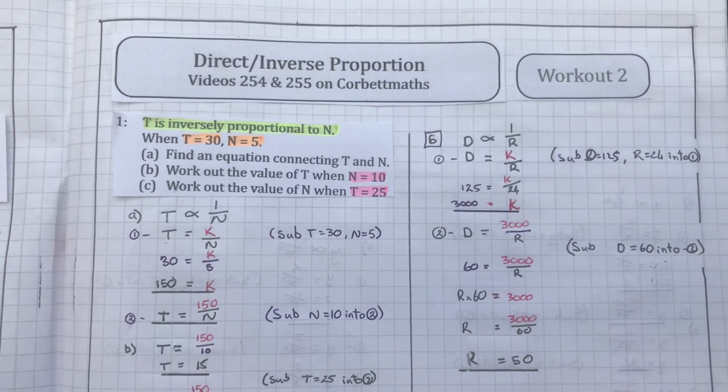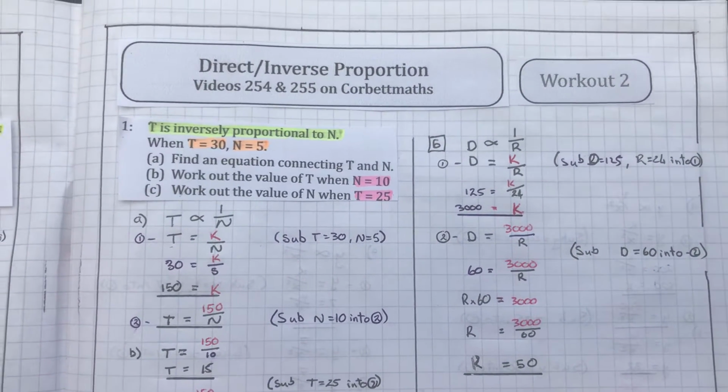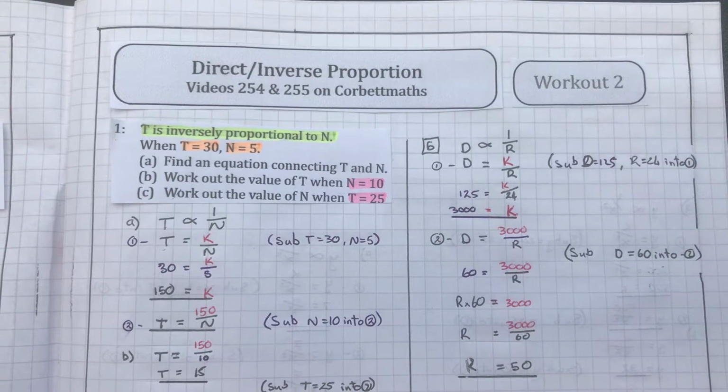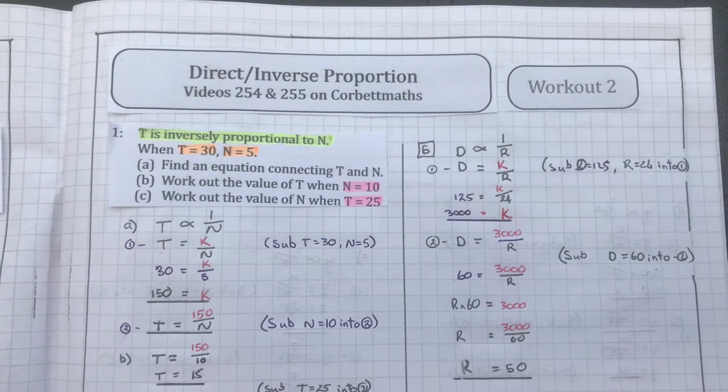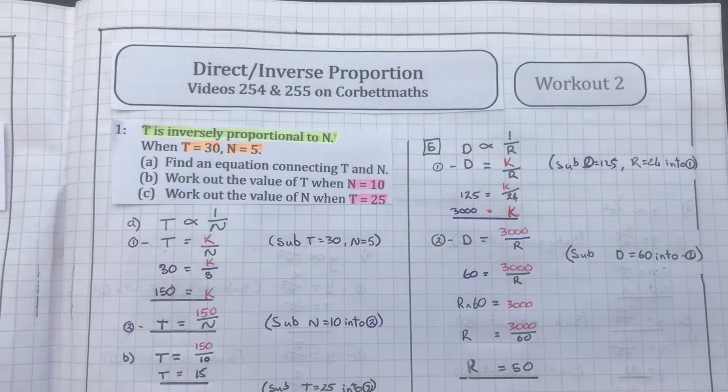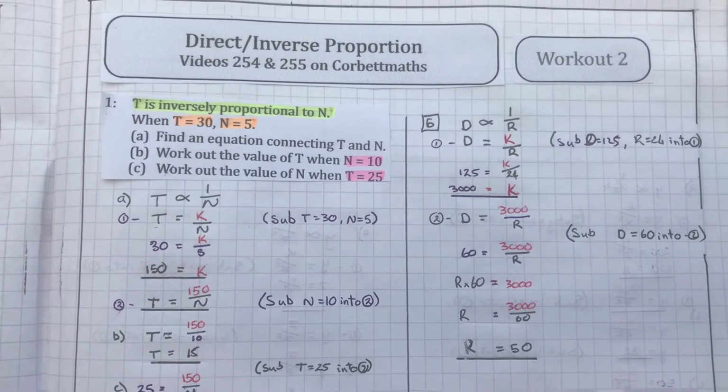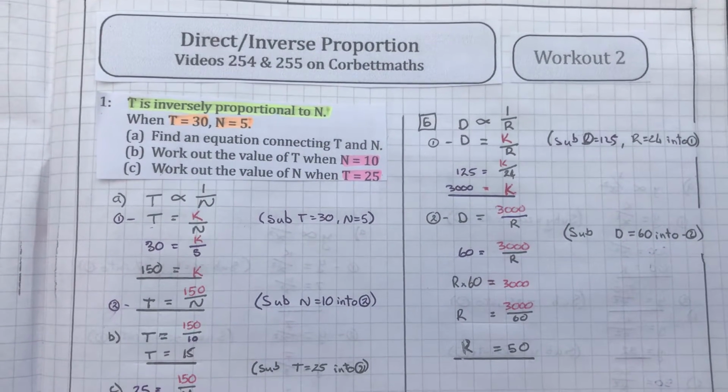The second workout, we're going to look at inverse proportion. That means when one item goes up, the other item goes down. If I look at question 1, t is inversely proportional to n.